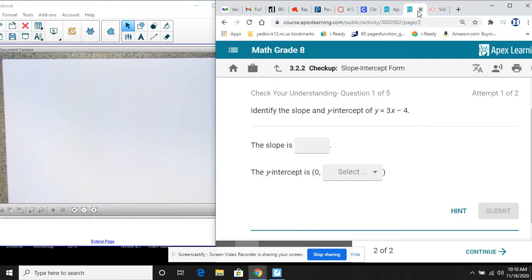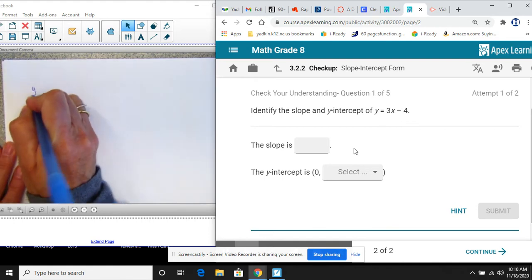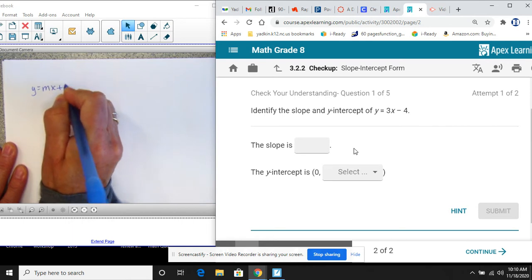Okay, let's look at the checkup for 3-2. This is what you are supposed to be doing before you come back to school. It says identify the slope and y-intercept of y equals 3x minus 4. Remember, slope-intercept form is y equals mx plus b.